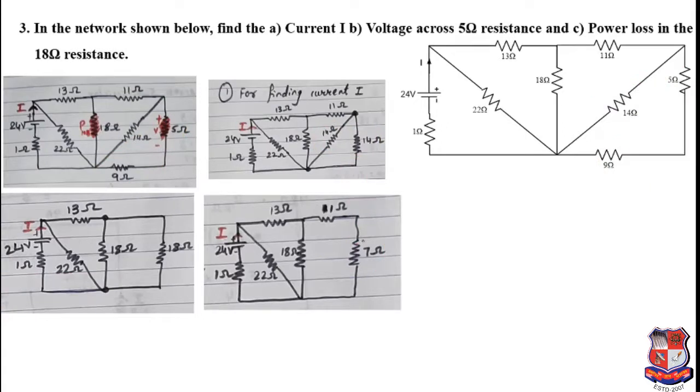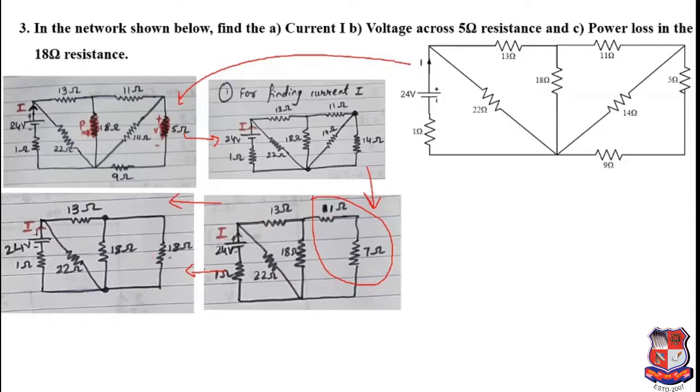Now, once you have found this, 11 ohm and 7 ohm are in series, so the equivalent will be 18. So you will come to this equation. So the method will be in this path, from here to here, and from here to here, and then here to here. So 18 ohm is now connected in parallel with 18.